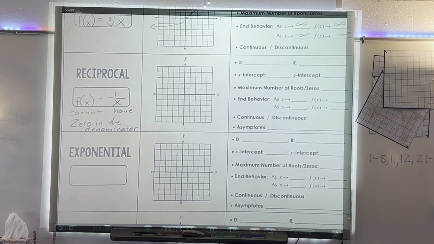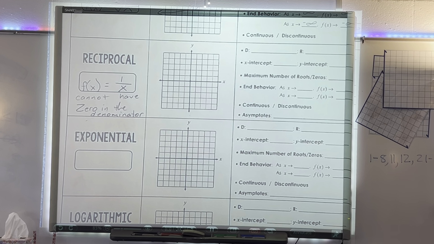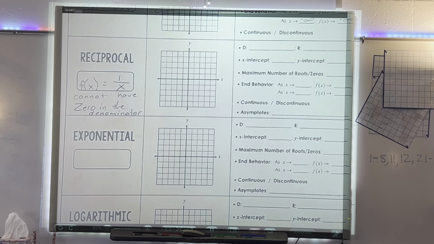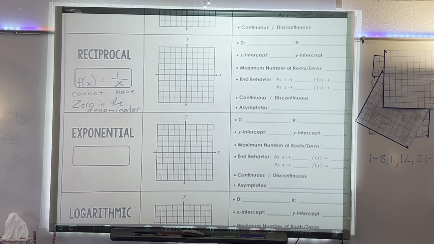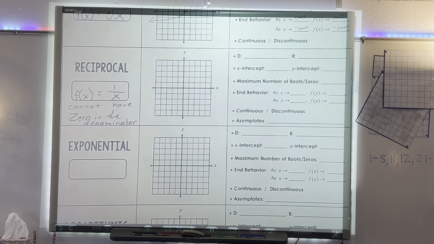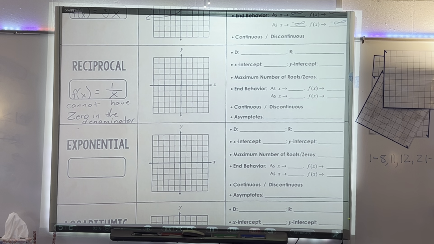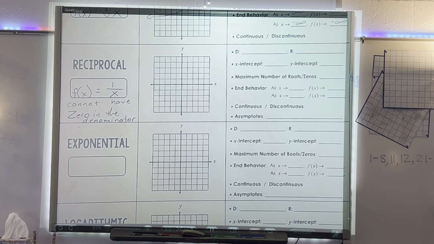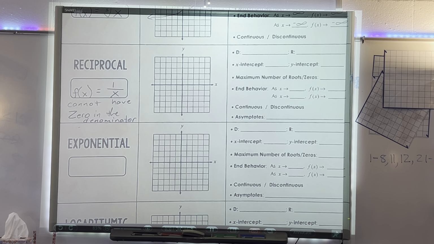Okay. Why can we not have 0 in the denominator? It is undefined. Thank you, Casey, before I had an opportunity to get mad and agitated because nobody remembers that you're not allowed to divide by 0. If you try, your calculator is going to give you an error every single time because it's not possible. So it's undefined. I can have 0 in the numerator all day long. No problem. Cannot have it in the denominator.